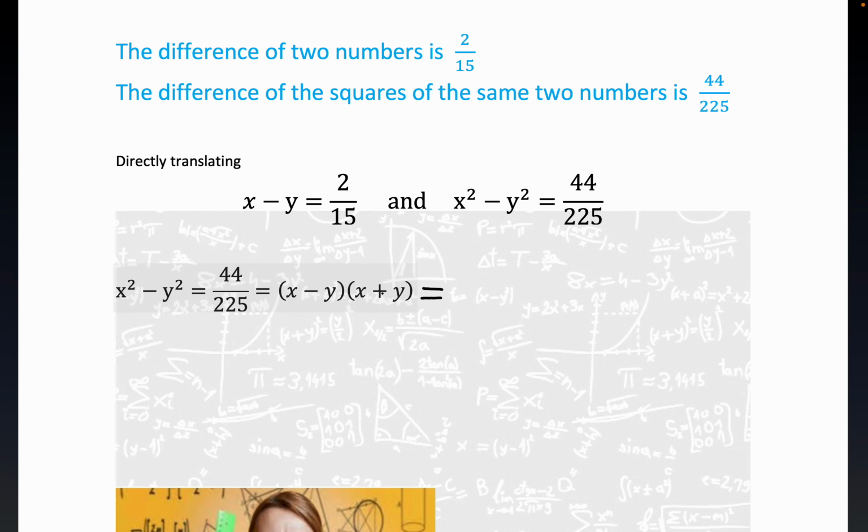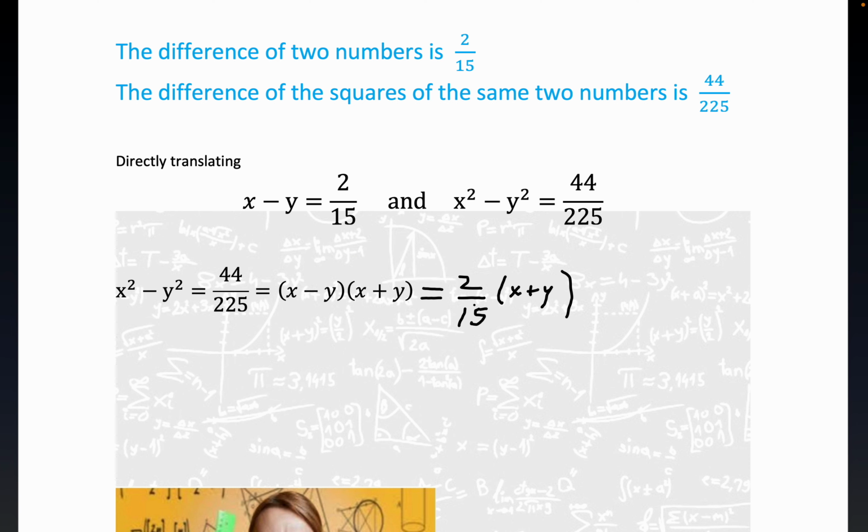X minus y times x plus y equals x squared minus y squared. Okay, now notice x minus y is equal to 2 over 15, which is given. So we can actually write down 2 over 15 times x plus y. Okay, again, that's just substitution. All right, but notice here, this gives us a fairly convenient multiplication operation.